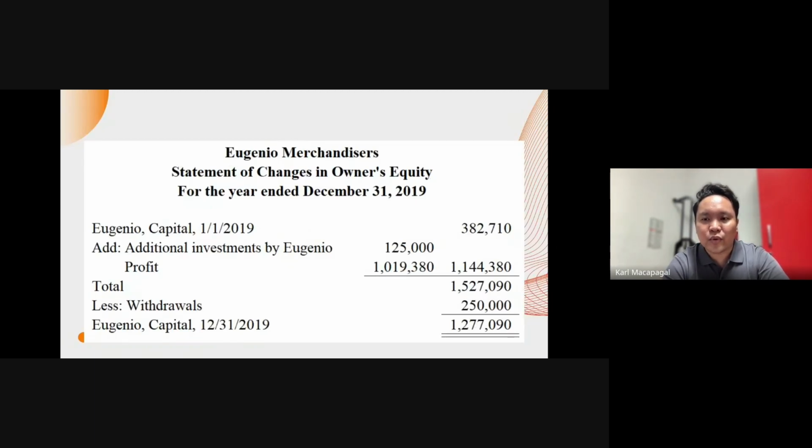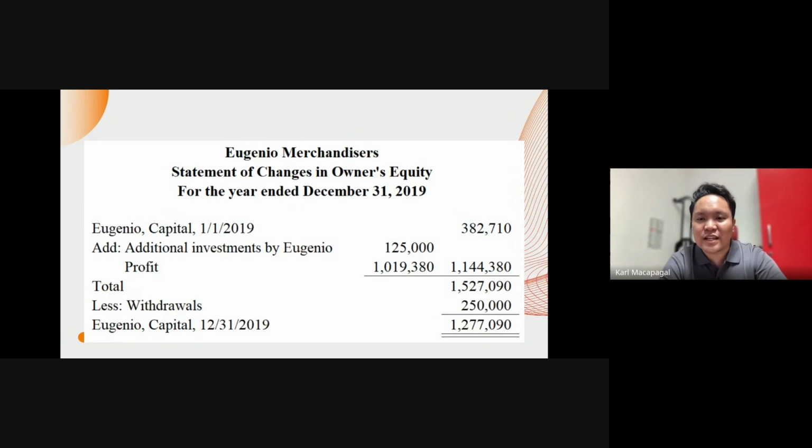This is an example of a merchandising statement of changes in owner's equity. So we start with the beginning capital, followed by any investments done by the owner during the period. We add the profit or the net income. We deduct if there is a net loss. And then we deduct again any withdrawals made by the owner during the year. The ending portion of the computation will give you the owner's capital ending. And this owner's capital will be reflected in your balance sheet as the equity balance there.